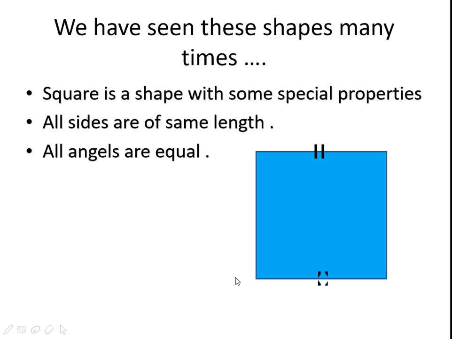So we'll put a sign convention over here. These two sides are the same, so we'll put a double tick on it. These two sides are again the same, so we'll put again a double tick on it. So this shows the sign convention in mathematics. Sign convention means to make a sign to show that this part is equal to this part, is equal to this, is equal to this.